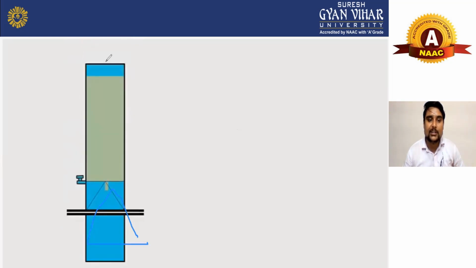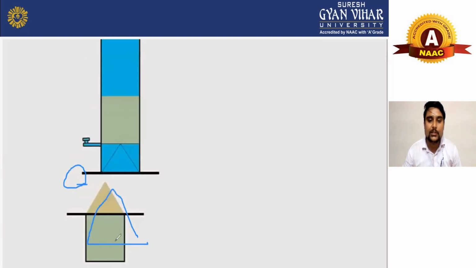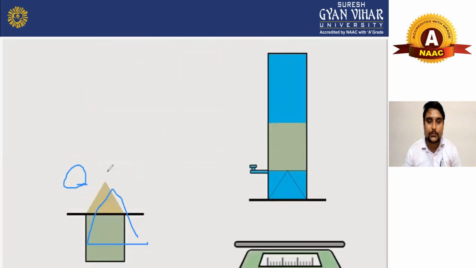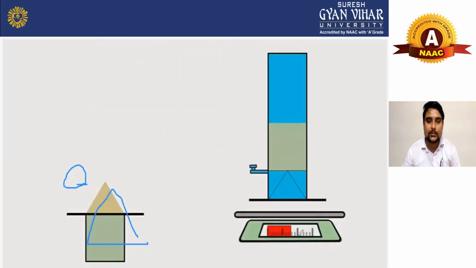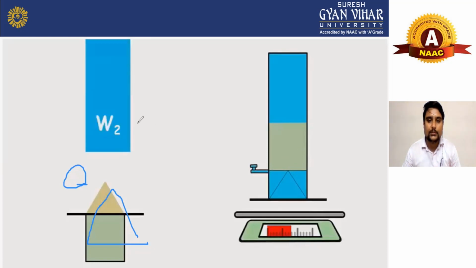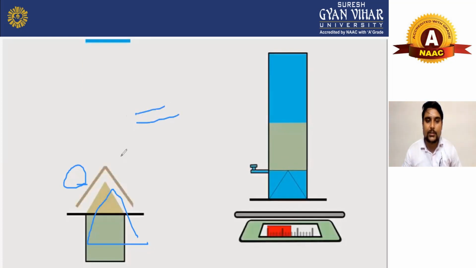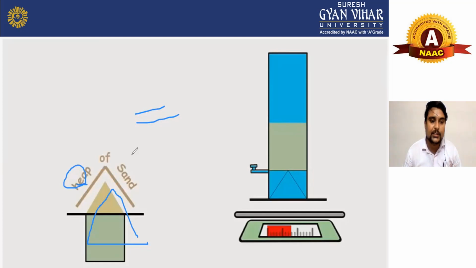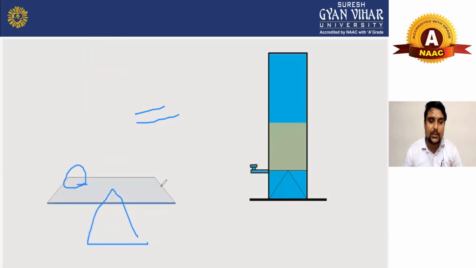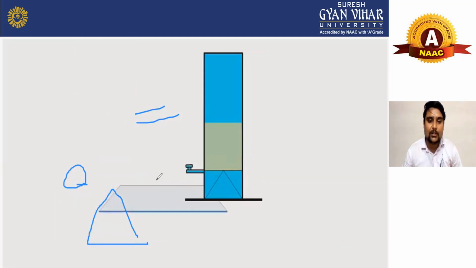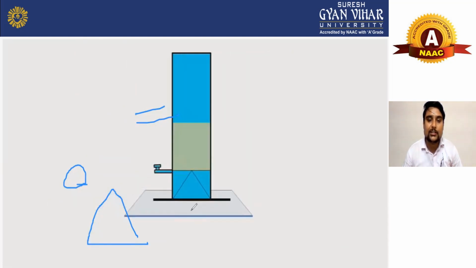Now you have to put the pouring cylinder here, and you have to open this valve. When you open this valve, your sand will go into this hole, and it will become conical like this. And you have to take the weight of these things, and you calculate it as W2. Now this is your heap of the sand, and it will be taken in this plate.